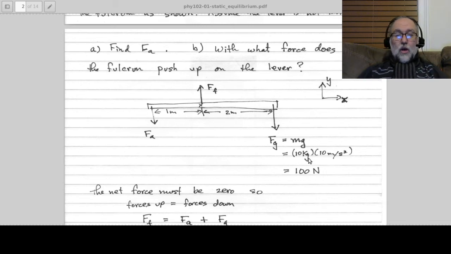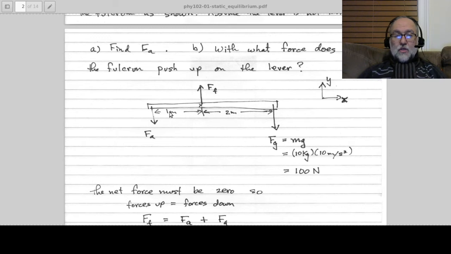What about the torque due to this 100 newtons out here? If we start here at the axis and go all the way to where that force acts, we've traveled 3 meters. Then we turn 90 degrees, so the angle is still 90 degrees, and the force is 100 newtons. So it's going to be 3 meters times 100 newtons times sine of 90 degrees, which is 1, so that's 300 newton meters.